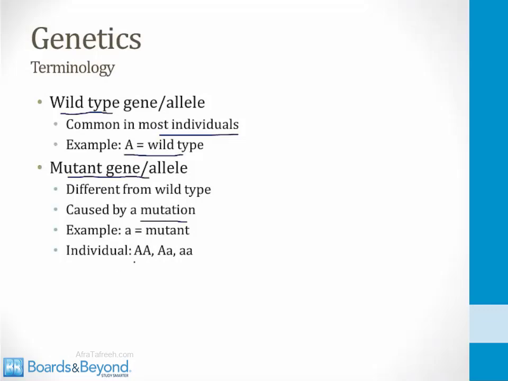so an individual might have genotype capital AA, meaning they have two wild type or normal versions of the gene, or they might be a mixture with one capital A and one lowercase a, or they might have two copies of the mutant version of the allele.